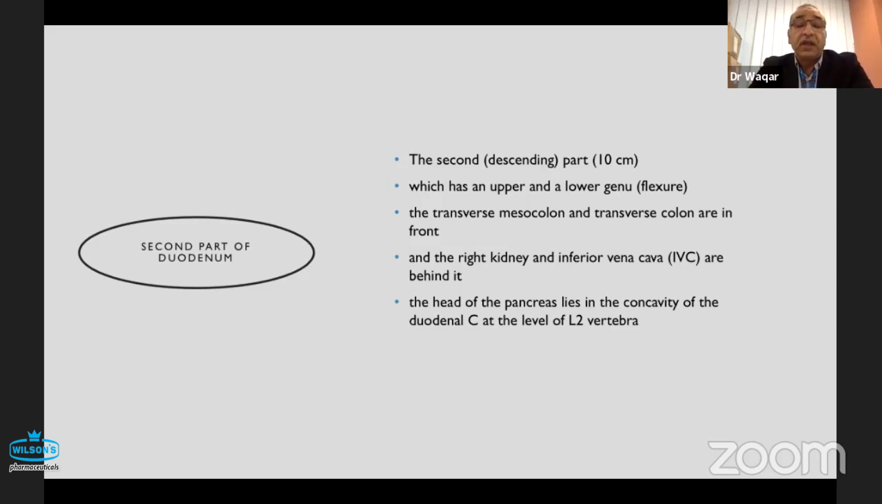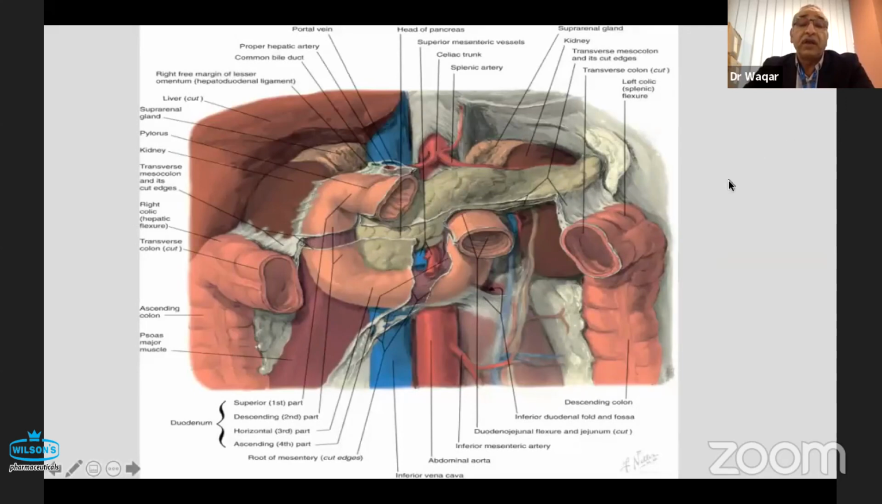The right kidney and inferior vena cava are behind the duodenum. And as I mentioned, the head of the pancreas lies within the lap of the duodenum. Another image to give you an idea: here the transverse colon has been resected, and you can see the duodenum. There is reflection of the peritoneum on the duodenal surface. You can see from the reflection of the parietal peritoneum that the duodenum is a retroperitoneal structure.